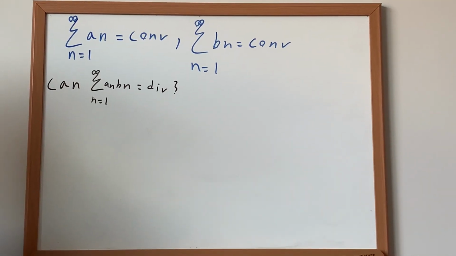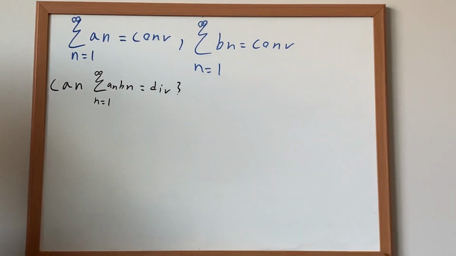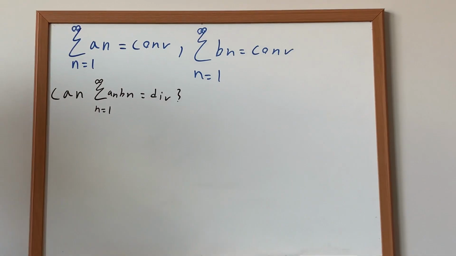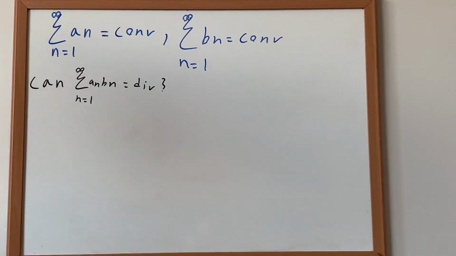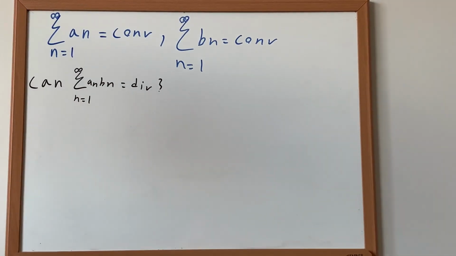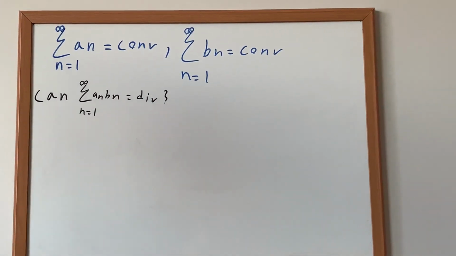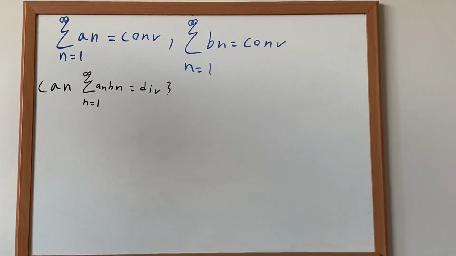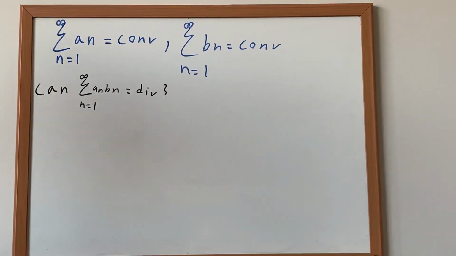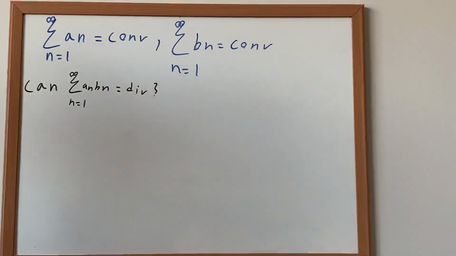Hi, I'm Kian, and today I want to show you how to prove if a series is divergent or convergent. So you have this question. It says you have a series from n equals 1 to infinity of an, and this converges. And you have another series from n equals 1 to infinity of bn. This also converges. And you want to know, is there a value or a sequence for an or bn such that the sum from n equals 1 to infinity of the product of an and bn can diverge.